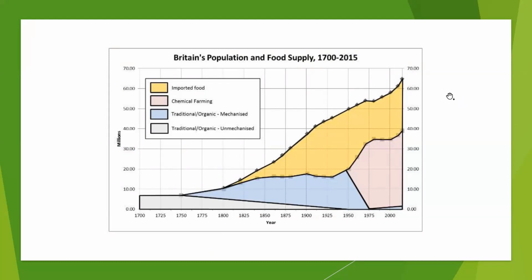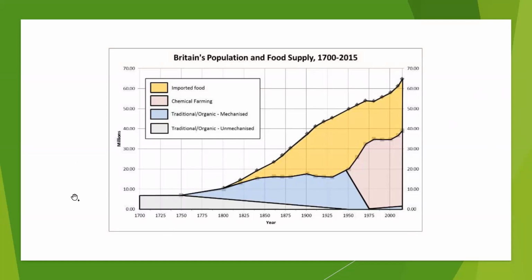Okay, we're thinking about catching and storing energy. We're thinking about how our food supply is powered by the sun, and translated through soil to give us the energies that we need. So this is a graphic showing the UK population in millions and the source of our food. It goes back to 1700, so we're going back 300 years.